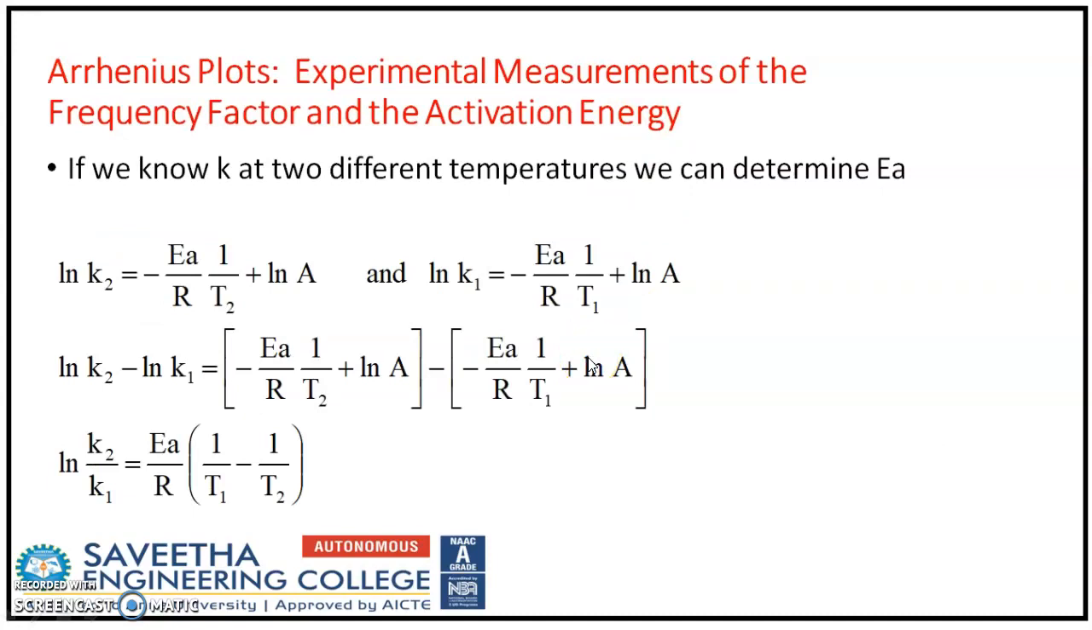And this is the experimental measure of frequency factor and activation energy. If we know the K value at two different temperatures, it is easy for us to determine the Ea value. So for two different temperatures, the equation is written as ln K2 is equal to minus Ea by R times 1 by T2 plus ln A, and ln K1 is equal to minus Ea by R times 1 by T1 plus ln A. Rearranging the equation, finally we get ln of K2 by K1 is equal to Ea by R into 1 by T1 minus 1 by T2. With the help of this equation, we can easily measure the value of activation energy from two different temperatures.